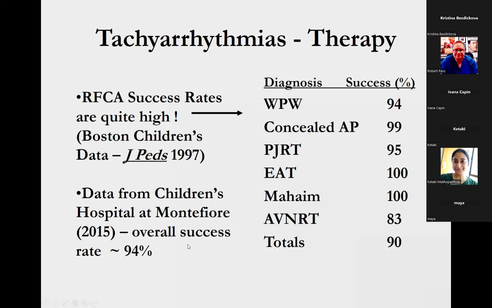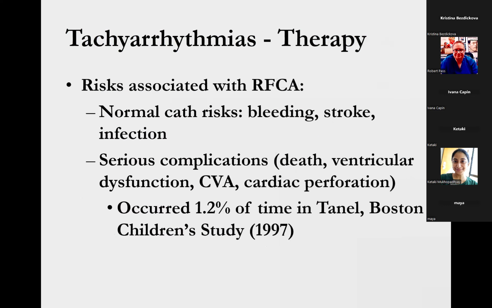So very good efficacy, still not perfect, still concerning that we are not perfect, but that's some of the fun of the game, trying to figure out ways of improving our efficacy. There are a number of risks associated with ablation. There's all the normal cath risks, such as bleeding, stroke, infection, vascular trauma, etc. And very rarely there are serious complications, including death, ventricular dysfunction, stroke, cardiac perforation.